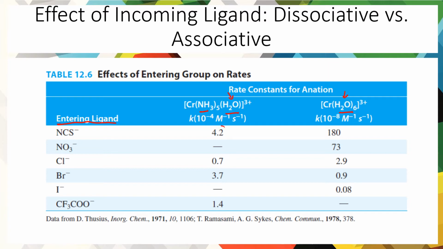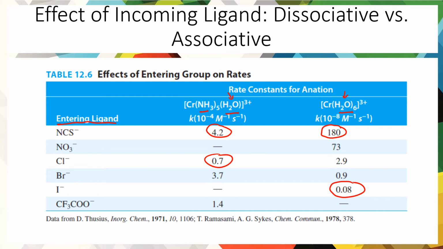So you see the fastest reaction for the pentaamine complex is 4.2 times 10 to the negative 4 per mole per second. And the slowest is 0.7. Okay, so that's a variation of a few units, 5 or so. Whereas for the chromium aqua complex, the fastest reaction and the slowest reaction are quite different, right? So this is about a factor of 2,000 times. And so you could say that the aqua complex is very sensitive to the nature of the incoming ligand, right? Whereas the pentaamine complex is not very sensitive.